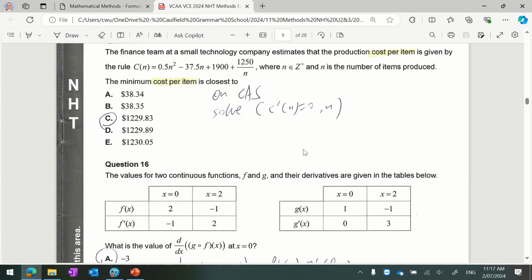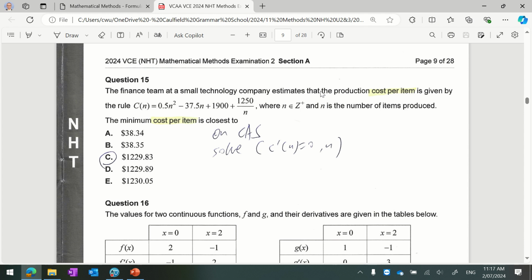Next one. Okay, so we have a company. Production cost per item, our highlighted cost per item is this much. It's quadratic. Well, not exactly. There is a 1,250 over n over here, where n is a positive integer. So n is in the positive integers, so you're supposed to know what that means. That means integer and it's positive. And n is the number of items produced. The minimum cost per item is closest to.